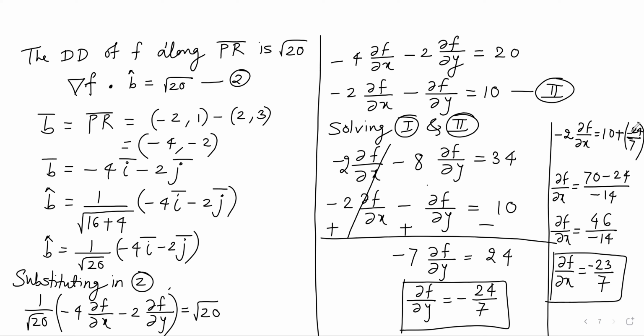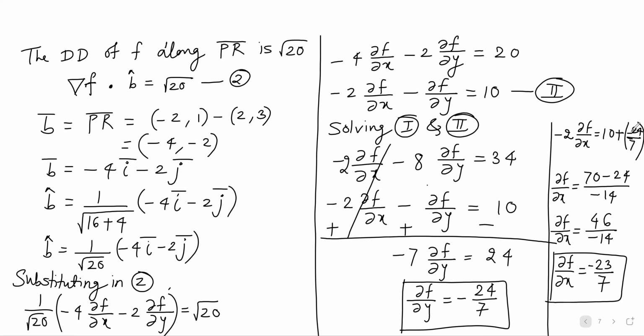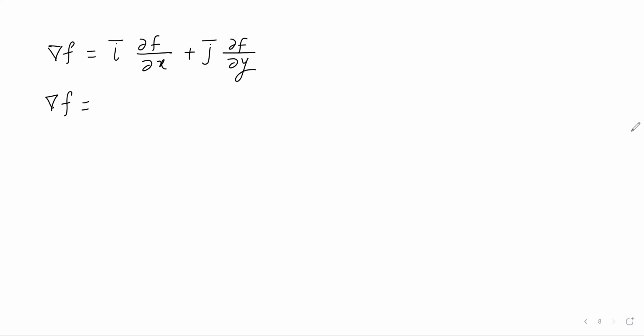So I'll just write down del f now, because we are requiring del f. So what is del f? Del f is i bar times ∂/∂x plus j bar times ∂/∂y. So del f is what we are getting: ∂/∂x minus 23 by 7 and this is minus 24 by 7. So minus 23 by 7 times i bar minus 24 by 7 times j bar. Okay, now what do I have to find?